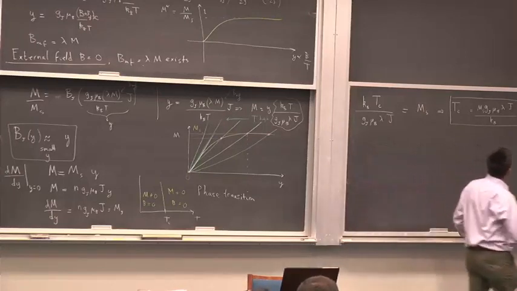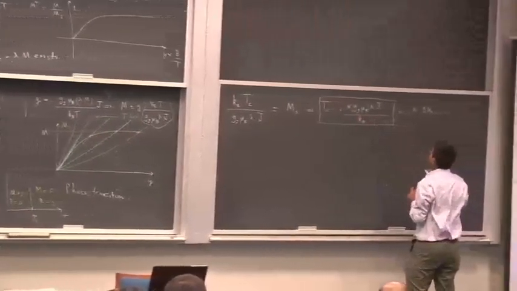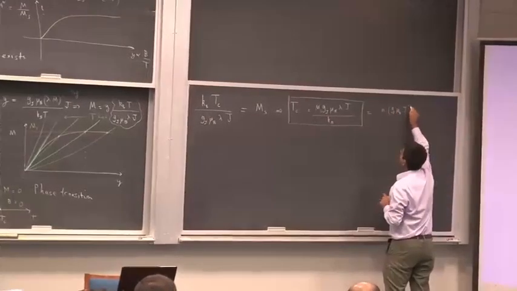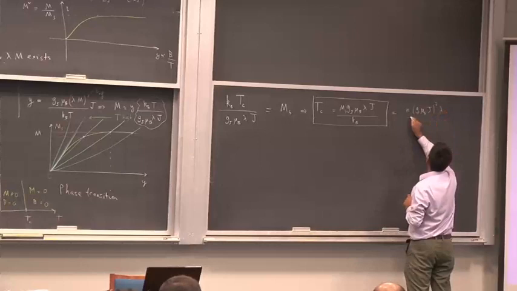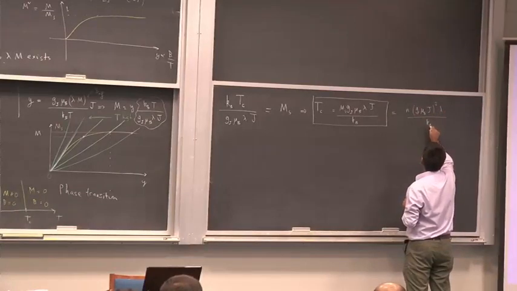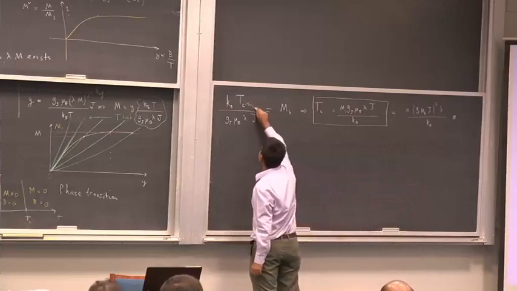Now Ms is also equal to n times Gj mu b j. So I get this. This is my Curie temperature. This is called the Curie temperature.